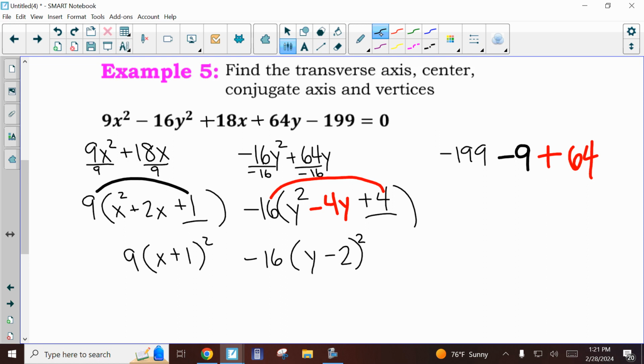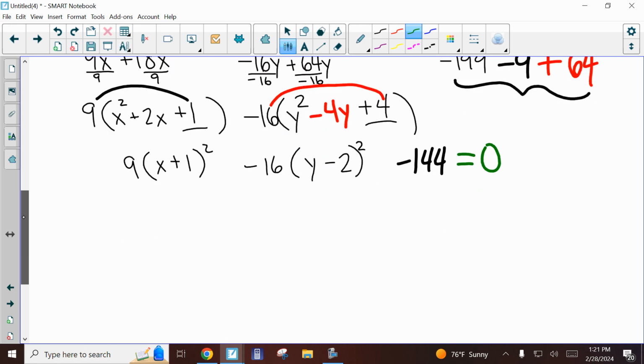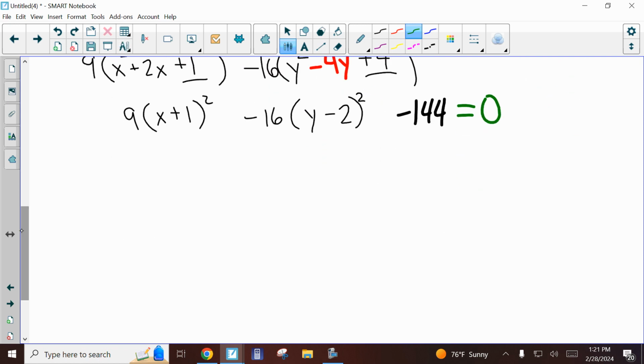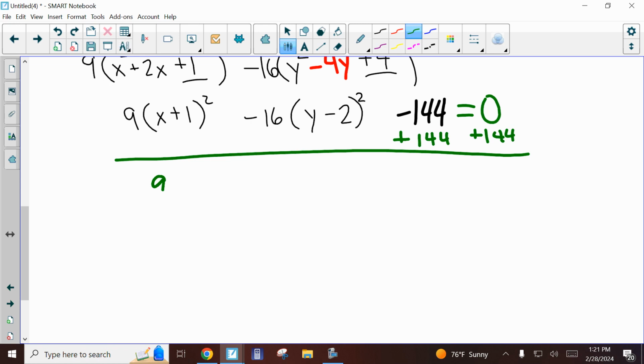So what do you get when you put all this stuff together? Negative 144? I did that no brain. So once you do all that mess, now you can put that to equal 0. And now this is the same exact work as an ellipse. In the ellipse, it's not supposed to equal 0. So we have to plus the 144 to the other side. So this is 9 parentheses x plus 1 squared minus 16 parentheses y minus 2 squared equals 144.